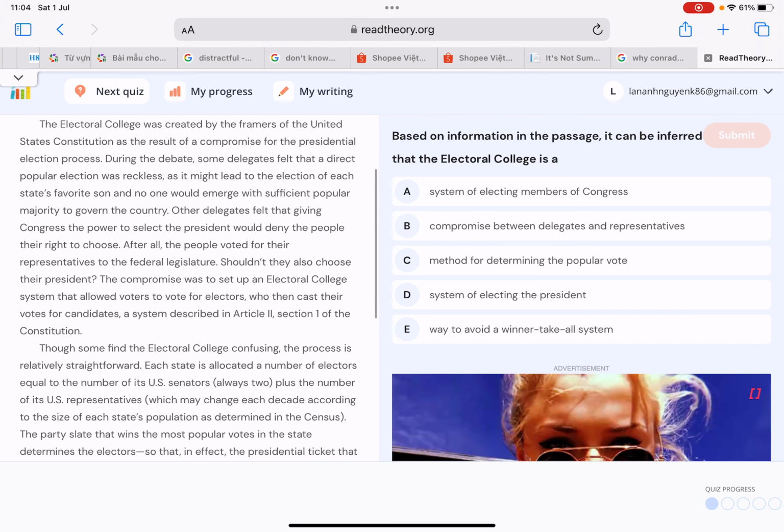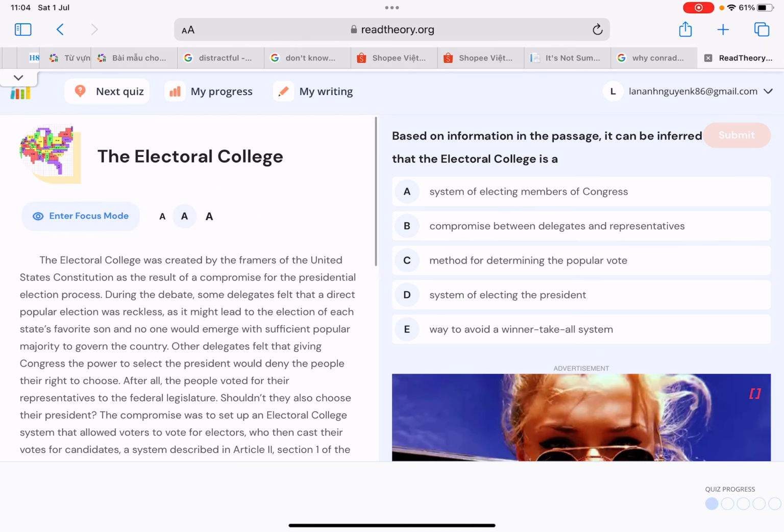After all, the people voted for their representatives to the federal legislature. Shouldn't they also choose the president? The compromise was set up in an electoral college system that allowed voters to vote for electors, who then cast their votes for candidates, a system described in Article 2, Section 1 of the Constitution.